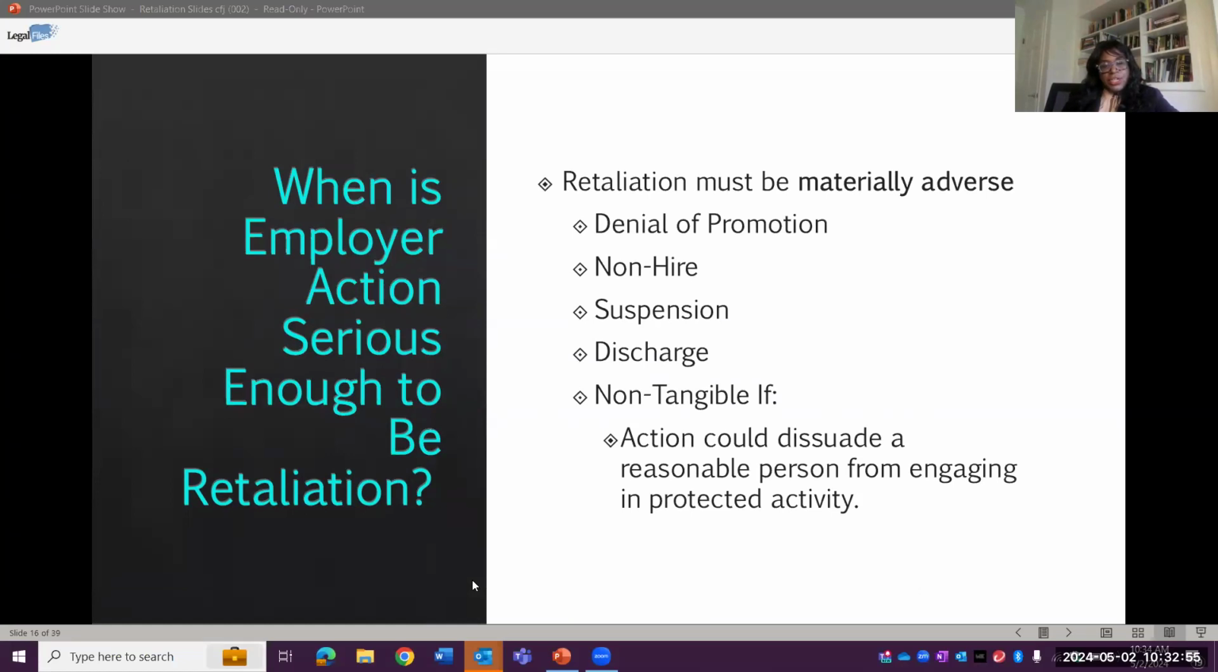So when is an employer action serious enough to be retaliation? So you will recall that retaliation must be materially adverse. Again, materially adverse actions are those actions taken by an employer that has a tendency to dissuade a reasonable worker from making or supporting a charge of discrimination. So then, some of the examples include denying a promotion, refusing to hire an applicant, suspending an employee, or terminating employment. These are all straightforward examples of serious enough actions to qualify as a materially adverse action.